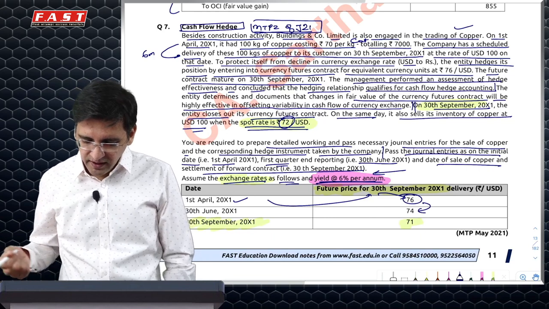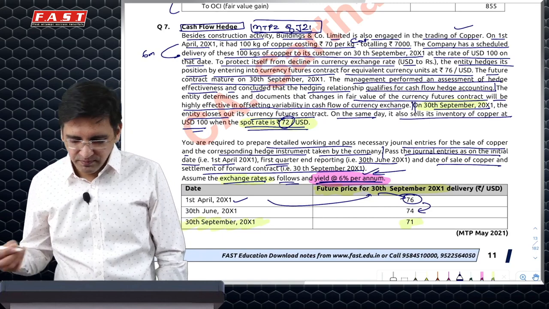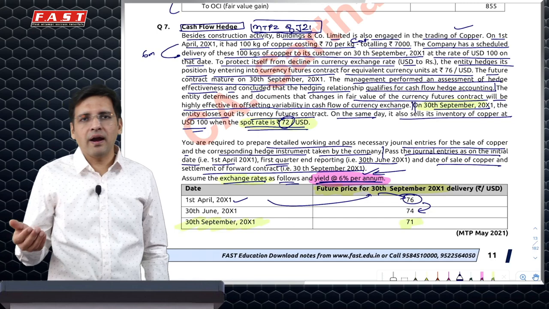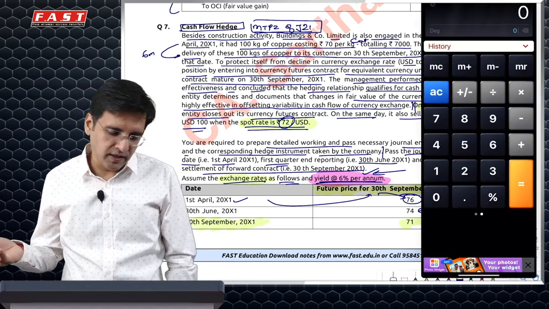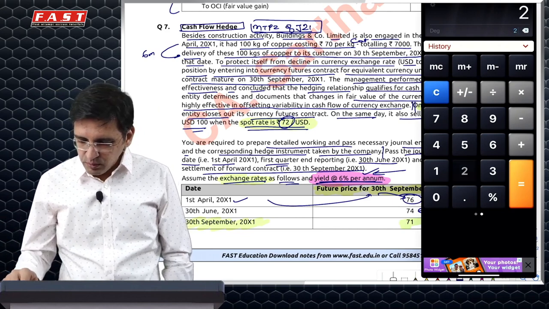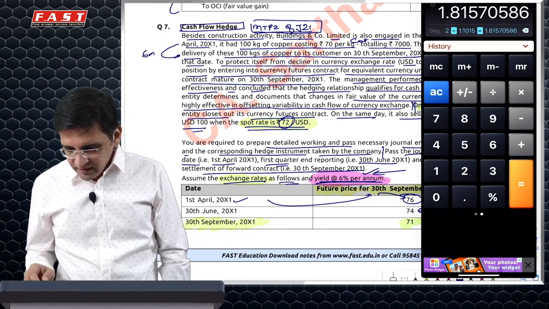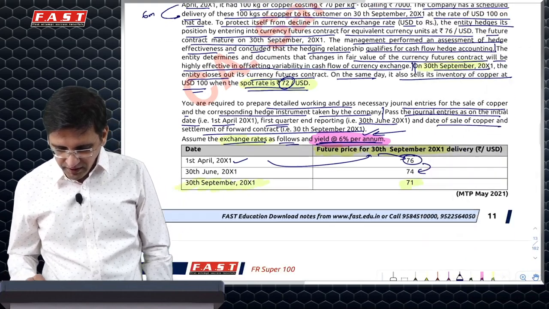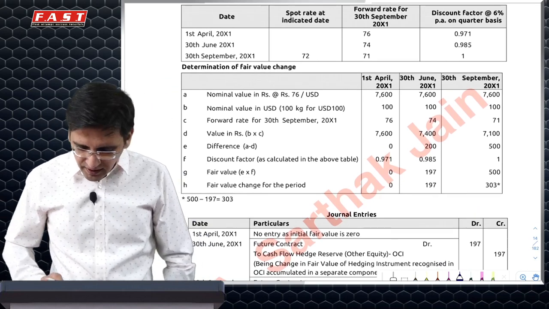Now what they have done is they've said that the gain is actually not 2, because there's a 6% per annum thing involved and the contract is after 3 months. So we'll have to discount the gain of 2 by 6% per annum, which means for 3 months it will be 1.5%. So 2 divided by 1.015 is basically what the gain is, 1.97. Accordingly, they have calculated their gain like this.